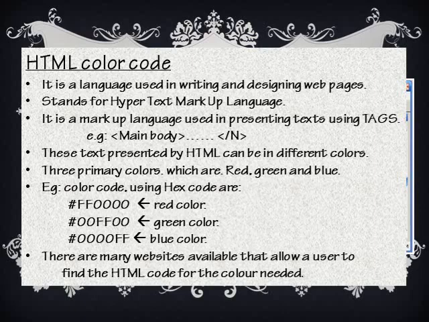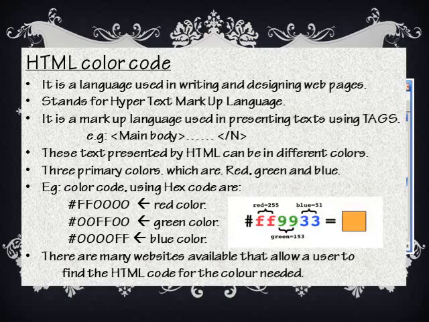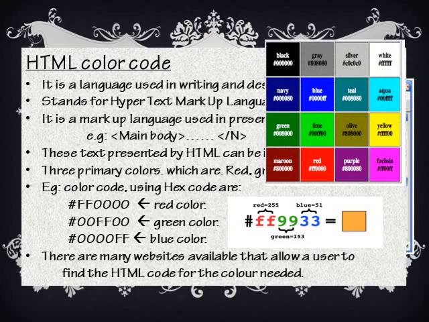These texts presented by HTML can be in different colors, using different intensities of the 3 primary colors, which are red, green and blue. Some examples of color codes using hex code are #FF0000. It's a hex code to represent the color red. #00FF00. It's a hex code to represent the color green. #0000FF. It's a hex code to represent the color blue. There are many websites available that allow a user to find the HTML code for the color needed.